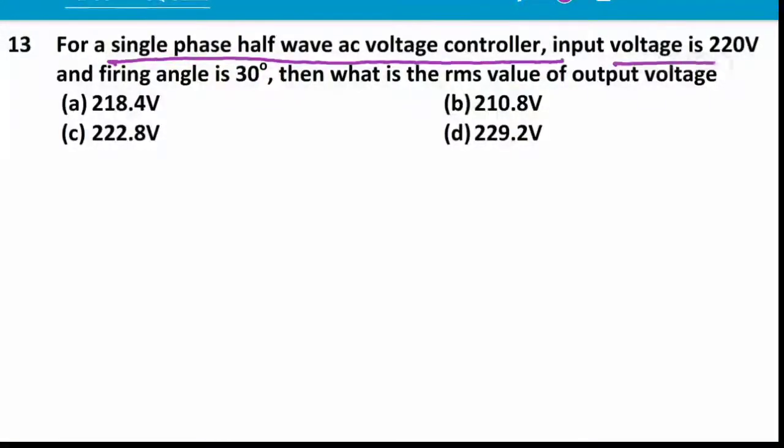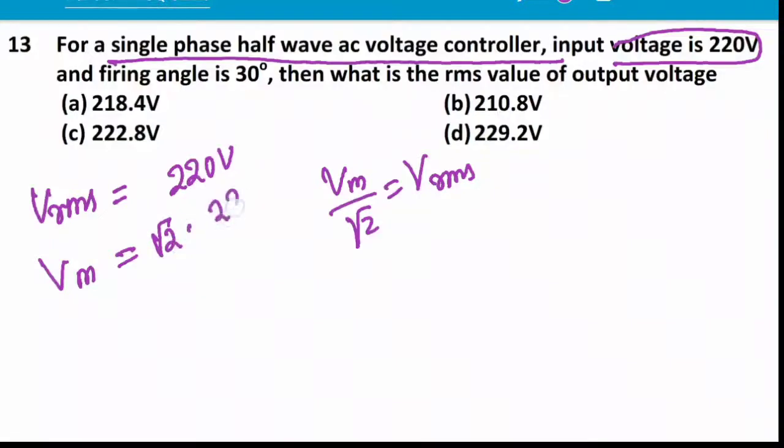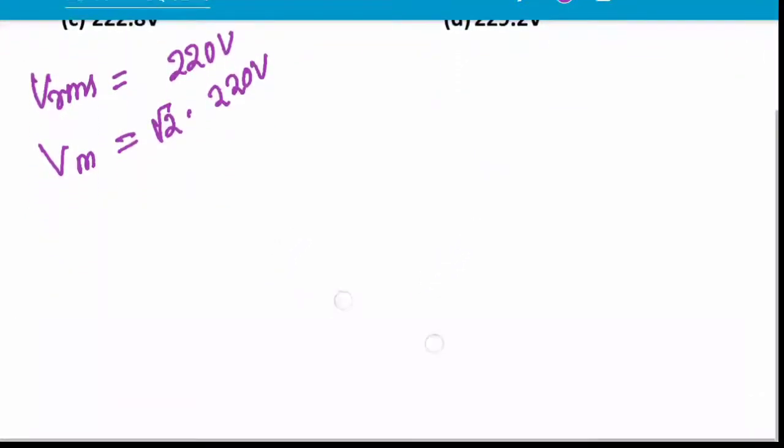Here the input voltage is 220 volt, that means V RMS input is given to be 220 volt. So V maximum divided by root 2 is the RMS, so V maximum will be root 2 into 220 volt. This is the V maximum, because we are going to put it in the formula which has V max. So the output RMS is given by V max by 2.